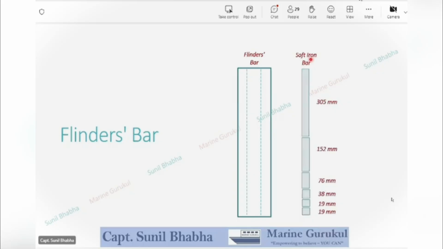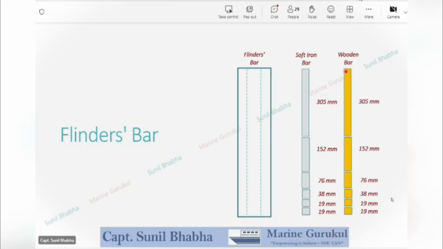The maker supplies us a soft iron bar in these dimensions. You see one piece is 305 mm, the next one is 152 mm, 76, 38, then two pieces of 19 mm. And along with the soft iron bar, he also provides a wooden bar of the same dimensions. You see, we have the pieces with exactly the same dimensions. First of all, the compass adjuster evaluates what length of the Flinders bar he requires. Let us assume that on a particular ship, the compass adjuster has ascertained that he needs to use these two pieces, 305 mm and 152 mm.